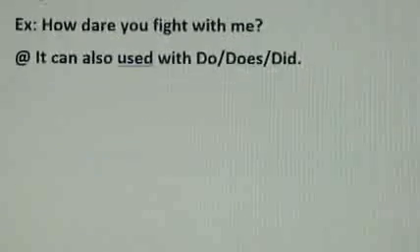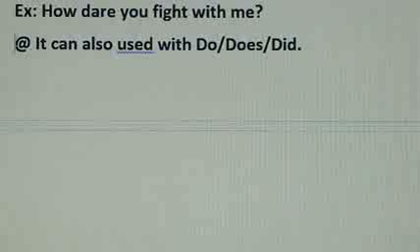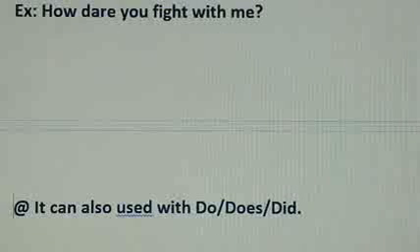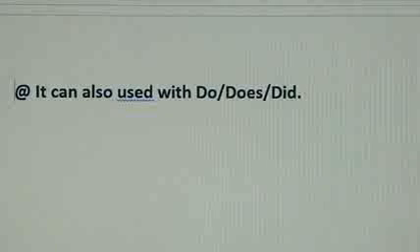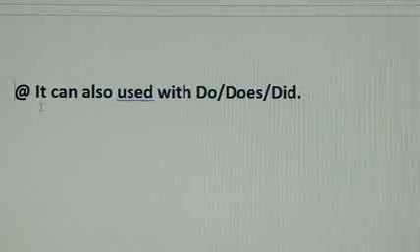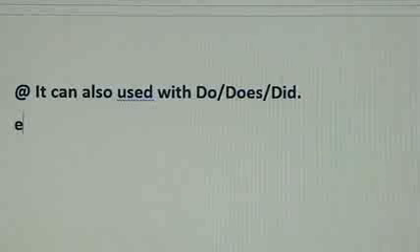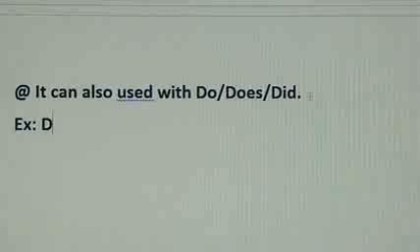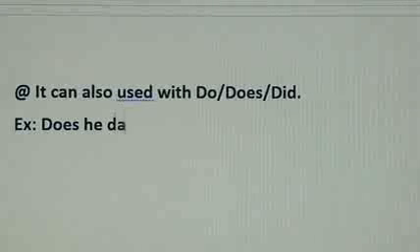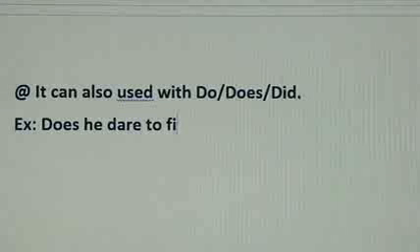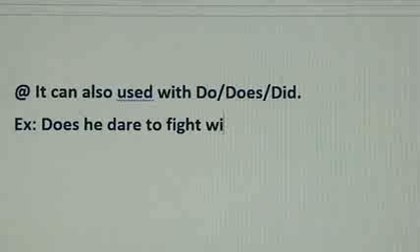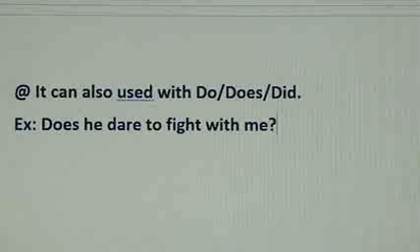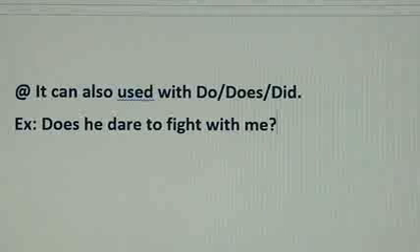Now, my dear children, let me give you the correct example related to this statement. Suppose you are saying to somebody, does he dare to fight with me? Does he dare to fight with me? Oh my God. It's a boldness over here. It shows your boldness, right?